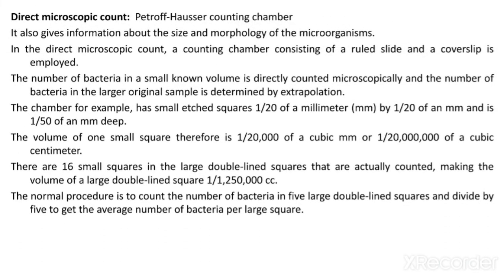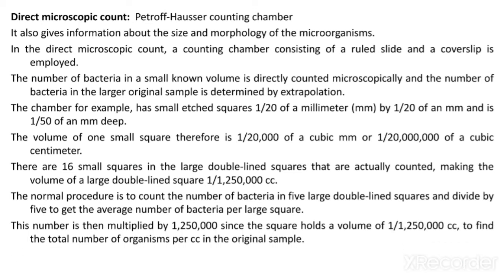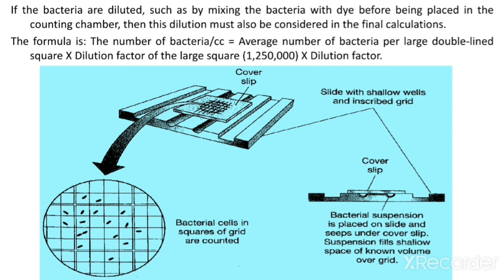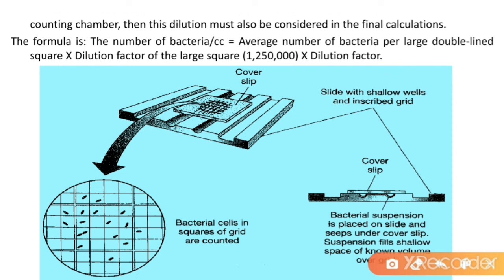The normal procedure is to count the number of bacteria in 5 large double-lined squares and divide by 5 to get the average number of bacteria per large square. The number is then multiplied by 1,25,000, since the square holds a volume of 1/1,25,000 cc, to find the total number of organisms per cc in the original sample. If the bacteria are diluted, such as by mixing the bacteria with a dye before being placed on the counting chamber, then this dilution must also be considered in the final calculations.